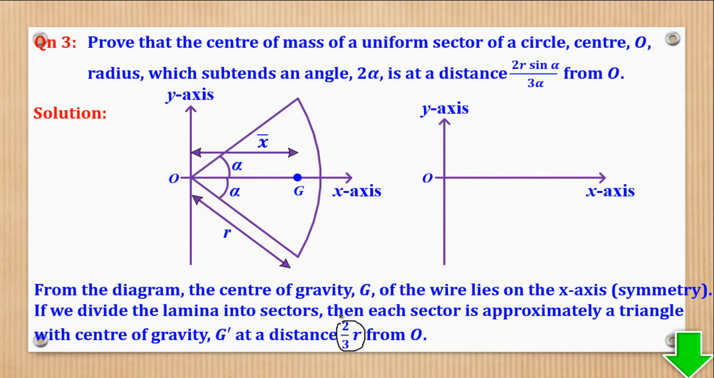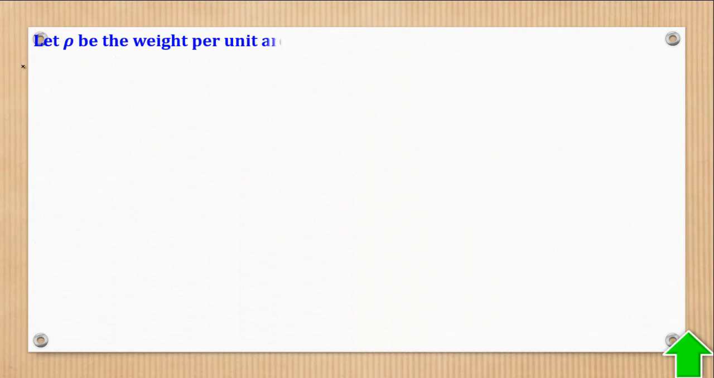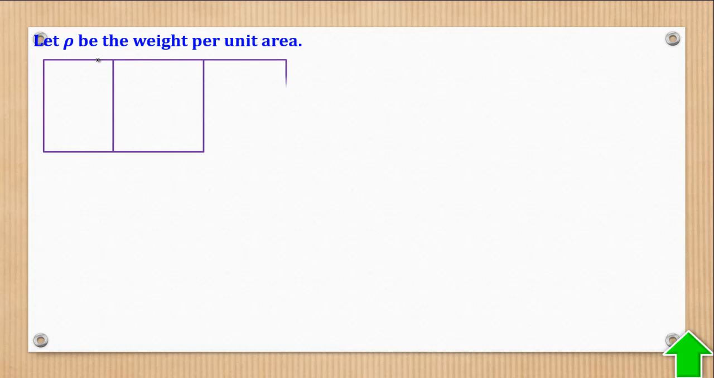So let's first redraw to avoid congestion, redraw the sector and show the element. If we take that small strip, it approximates into a triangle with center of gravity G prime. So now we shall let rho be the weight per unit area. Then we shall come and tabulate.